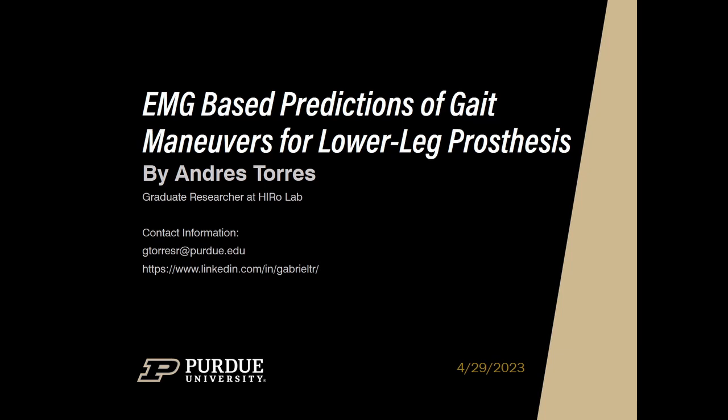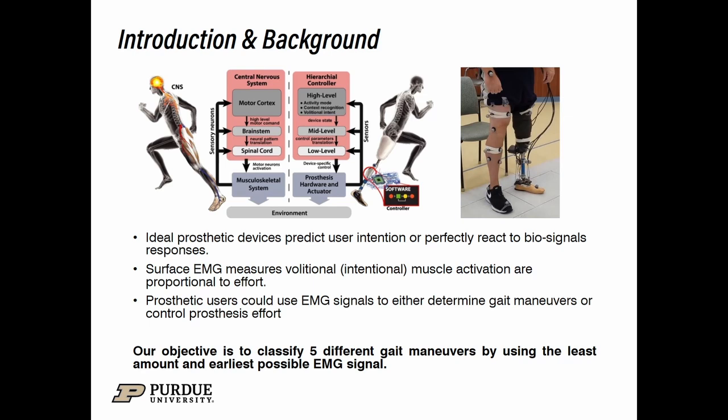Today I will talk about EMG-based predictions of gait maneuvers for lower leg prosthesis. So we should be able to conceptualize what an ideal prosthetic device does. Ideally, it should predict our intention, or it should perfectly react to biosignals.